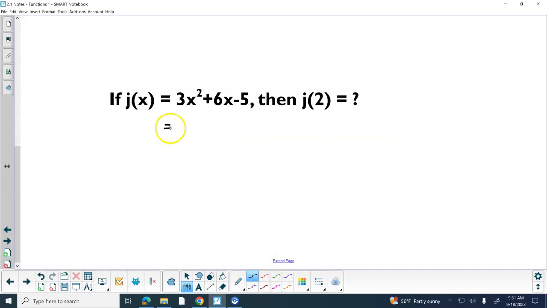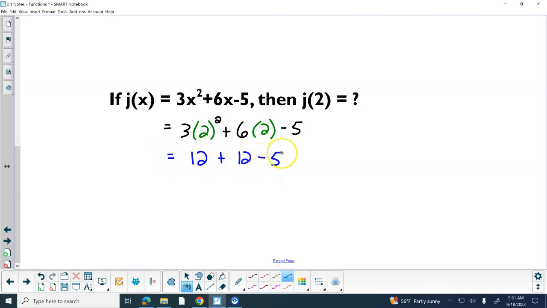This is going to be 3 times 2 squared. Oops, tap the brakes. That should have been color coding. So 2 squared is 4, times 3 is 12. 12 plus 12 is 24, minus 5 is 19. Agree with that one? All right. Love it.